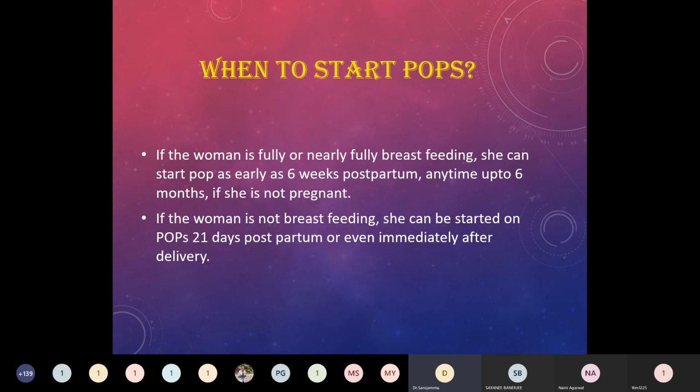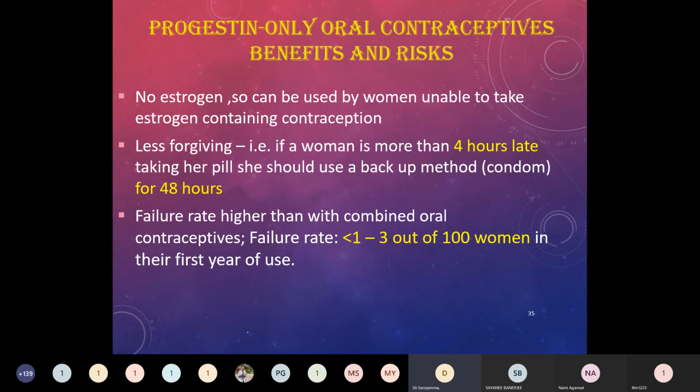It is mainly indicated for lactating women. If she is not lactating, we can start as early as 3 weeks. If she is lactating, after 6 weeks. And combined pills usually are given after 6 months, if at all needed.